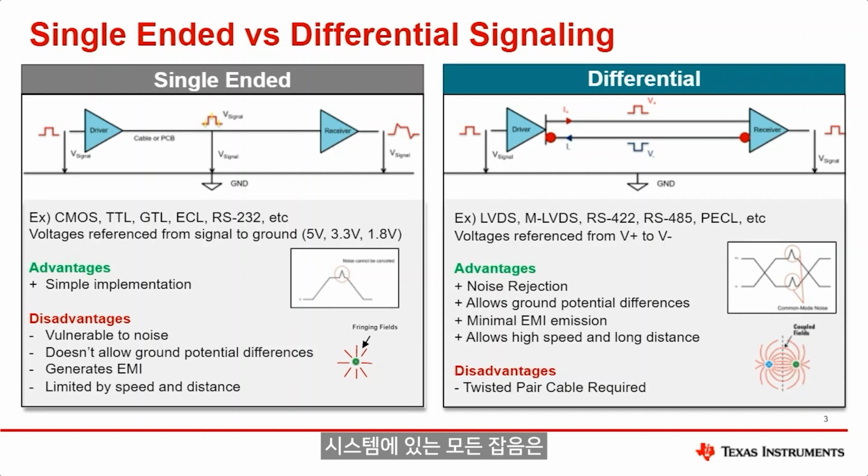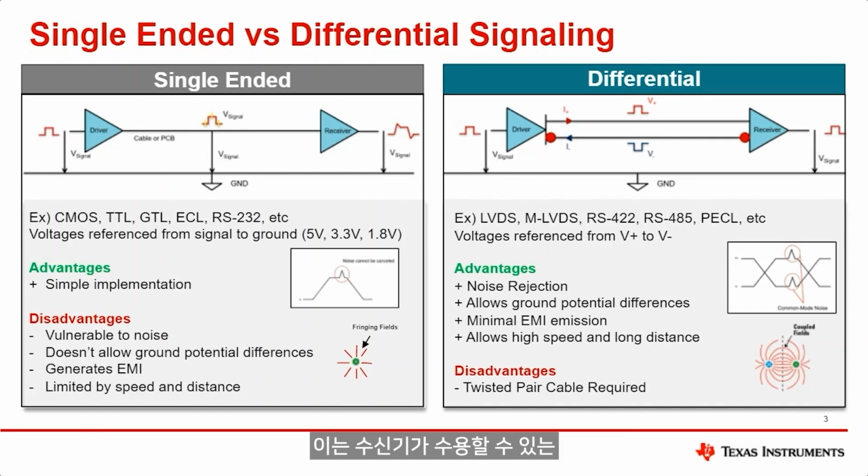Any noise that's in the system will couple to both the conductors. And so the receiver will essentially subtract out the common mode noise and allow for much greater signal integrity. The second benefit is because the signal is not directly referenced to ground, there can be ground potential differences between the driver and receiver. Oftentimes, ground potential differences arise over longer distance transmission, or if you're transmitting between two different PCBs.